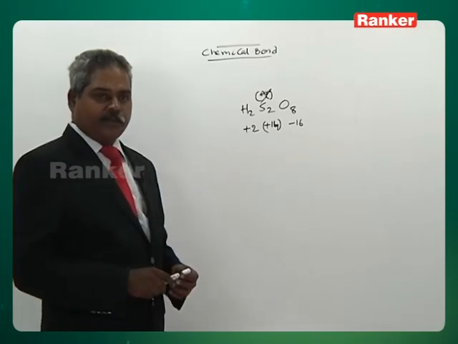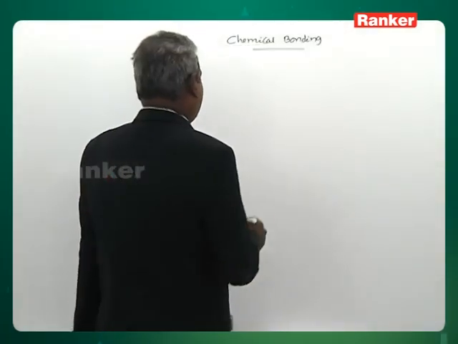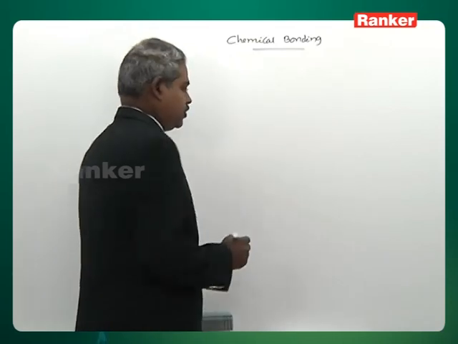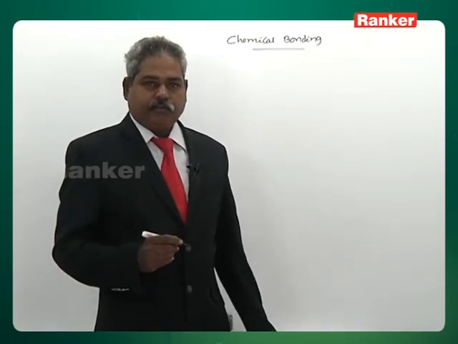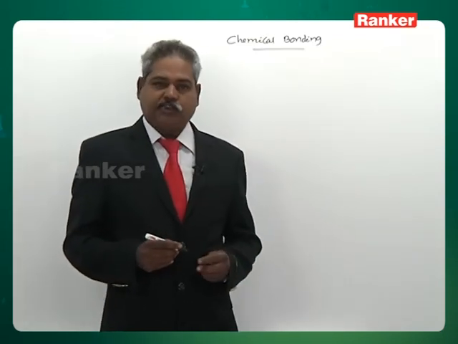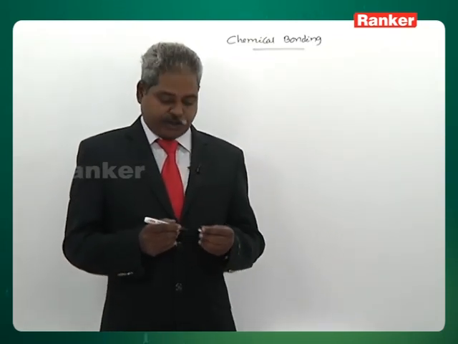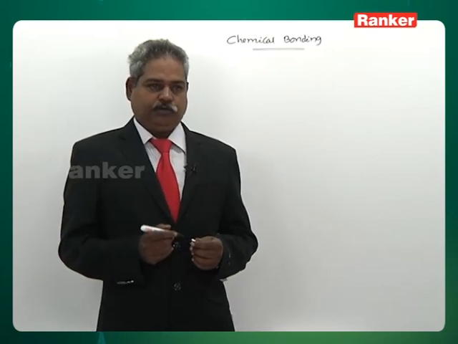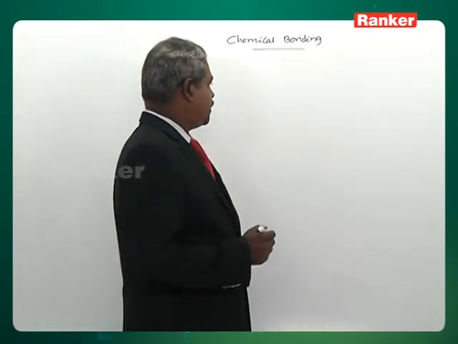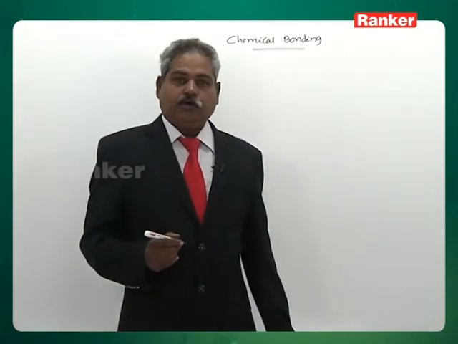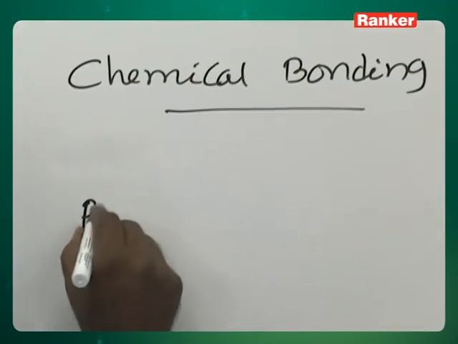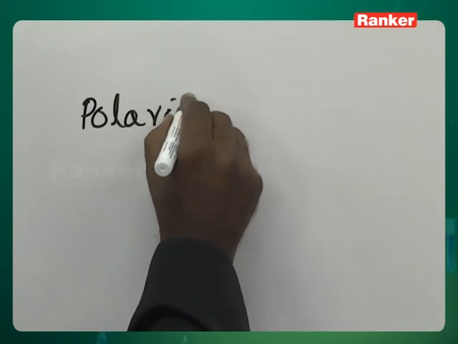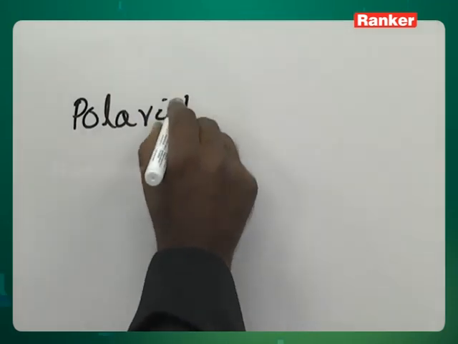Okay, that's all about oxidation state. We will begin something new. Until now, we have discussed how to draw any structure, maximum covalency, hybridization, and shapes of molecules. Now, the next interesting area is polarity, and the consequences of polarity.